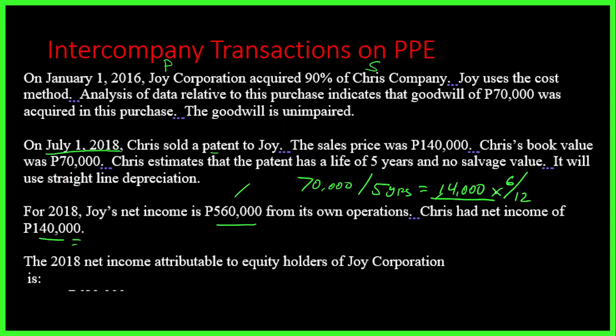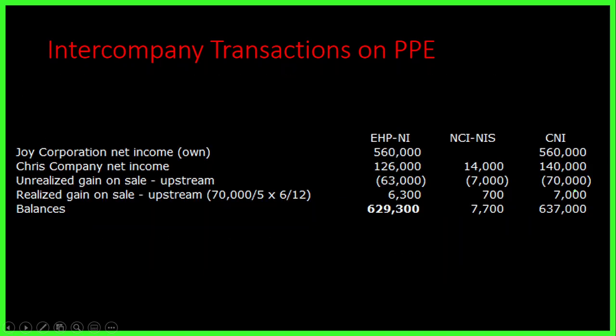Okay. Ano to? Upstream or downstream sales? Chris sold to Joy. So, this one is an upstream sale. So, multiply pa pala natin ito ng 90%. Okay, so, check na natin. Ayan, may na-compute na ako dito. Ayun, 6,300, 90% ng 7,000. Okay, so, CNI, 100%. Deferred, okay, 100%, yung buong 70.